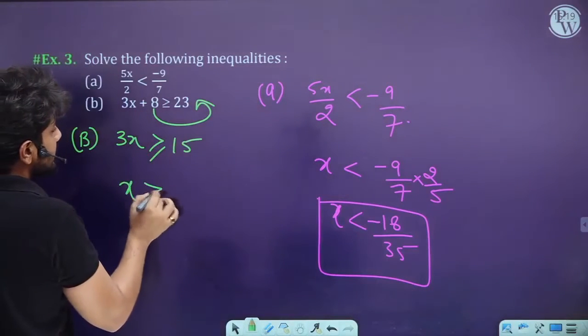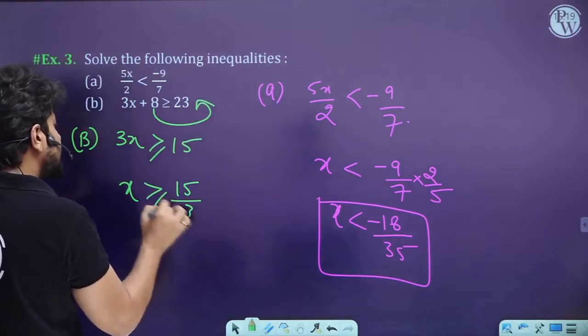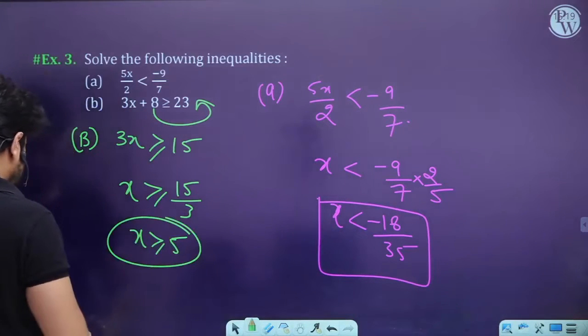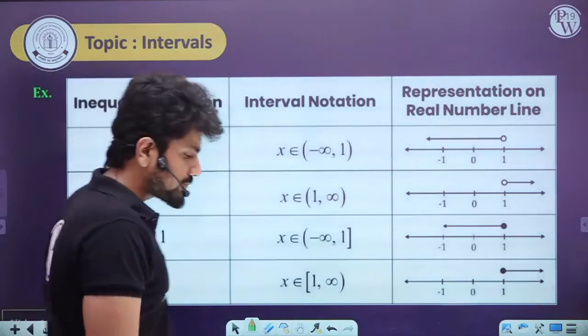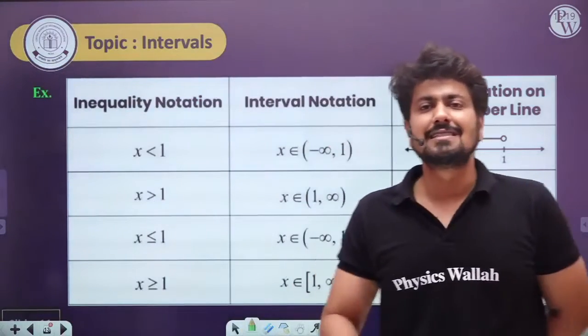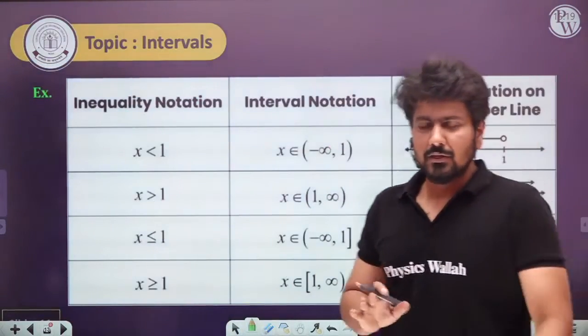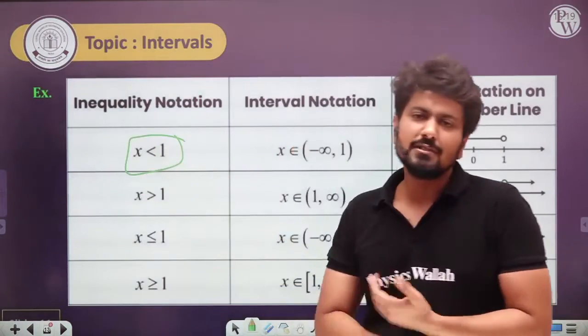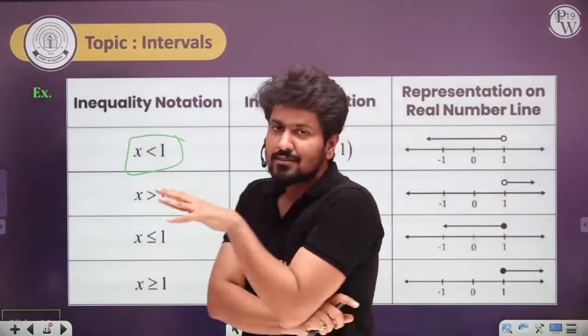So x is greater than or equal to 15 by 3, dividing by 3, x greater than or equal to 5. That's our answer. Now, let's talk about the next thing, which is intervals. Generally, see, x less than 1. We use this notation. What do you understand by this notation?